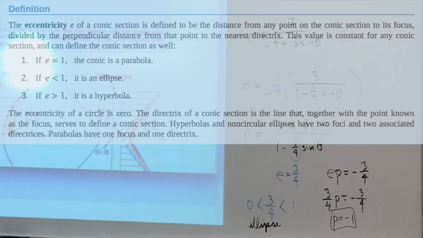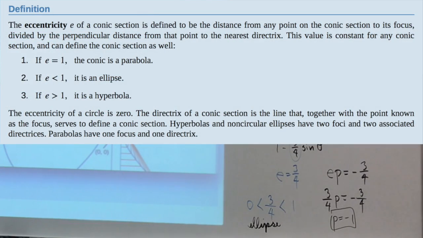Right. So the eccentricity of a conic section is defined to be the distance from any point on the conic section to its focus, divided by the perpendicular distance from that point to the nearest directrix. The value is constant for any conic section, and can define the conic section as well. So here we have the ellipse.